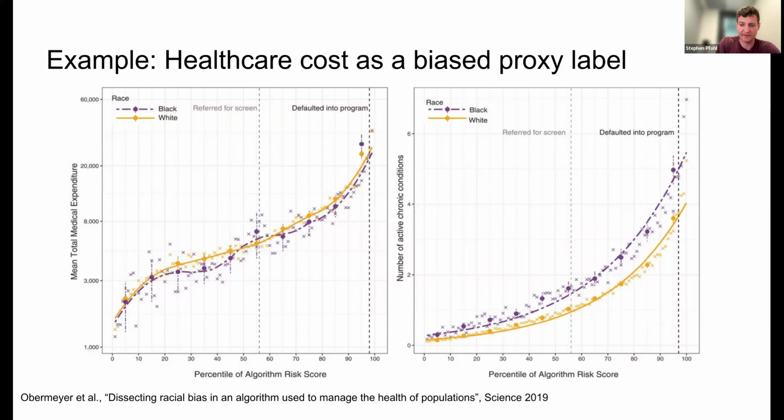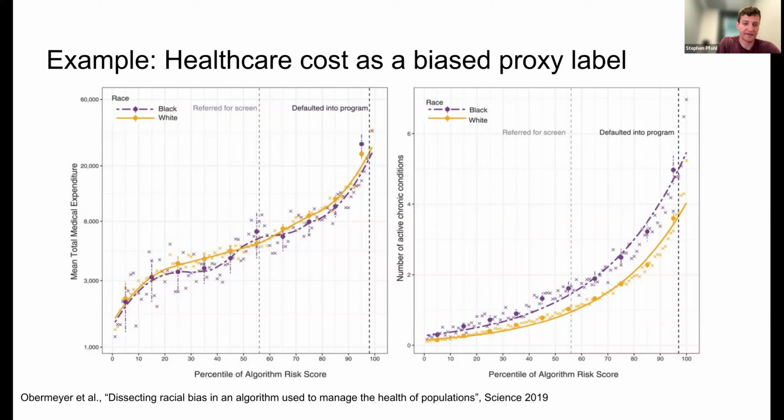And here we can see that for any threshold chosen, the Black population has a greater number of chronic conditions than the white population, which can be interpreted as a form of racial bias because it implies different implicit thresholds of referral, such that Black patients essentially need to have greater healthcare needs than white patients in order to be referred into the program.